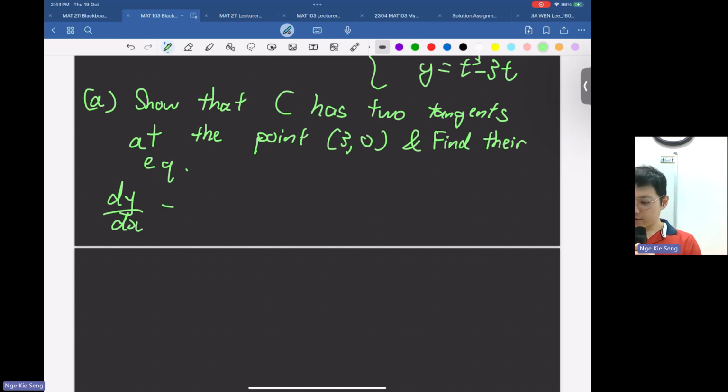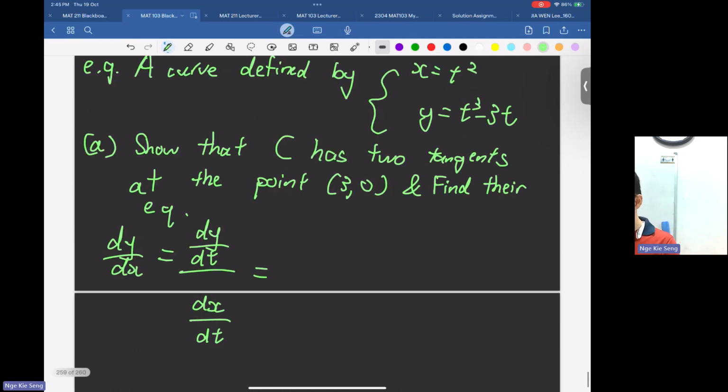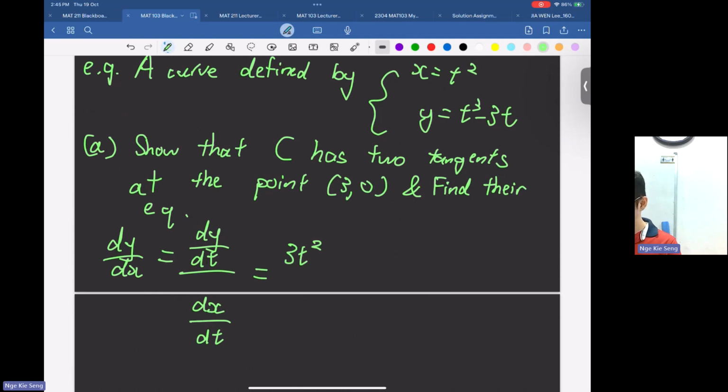By the formula just now, to get the tangent gradient on a parametric curve, we need to compute using the chain rule. So dy dx in this case is (3t squared minus 3) over 2t.